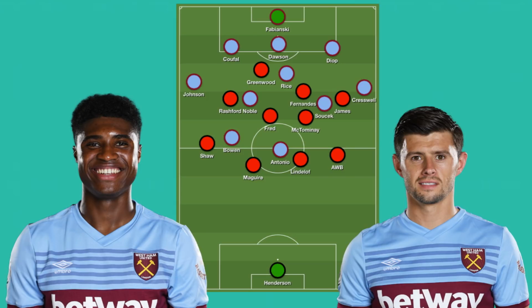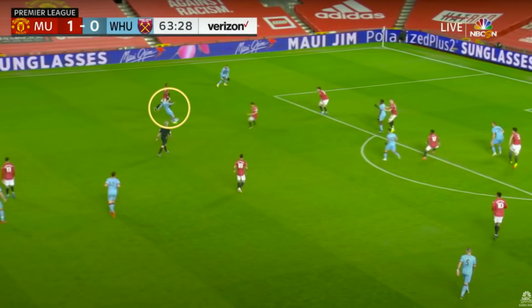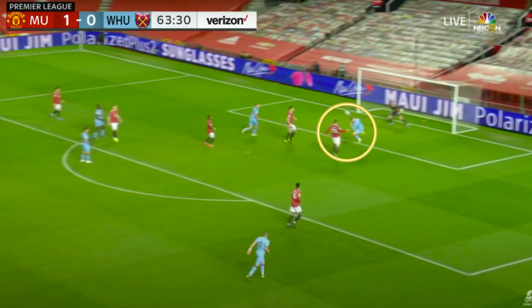This was probably done in order to allow Cresswell to push further forward down the left, to use his deep crossing ability, which almost paid off when Cresswell's excellent deep cross was headed wide by Bowen, who did turn out to be offside, but this was still one of West Ham's best attacks in the game.